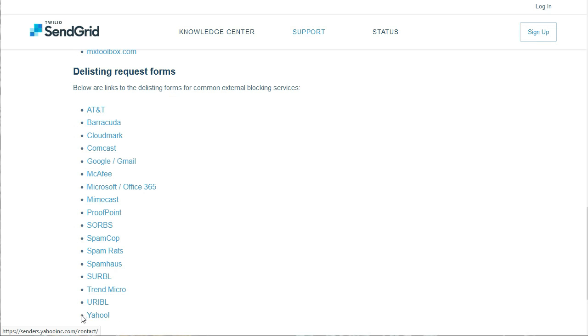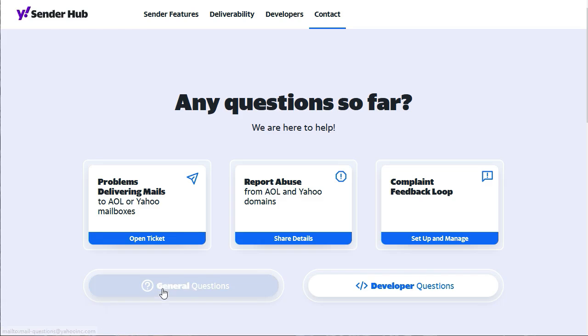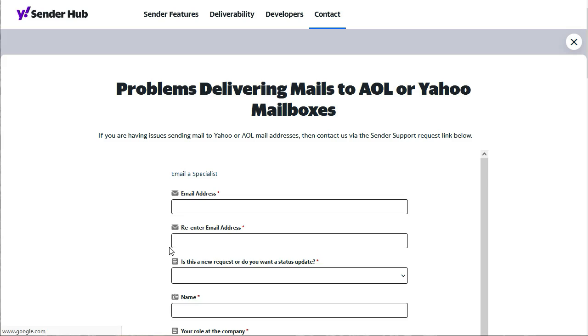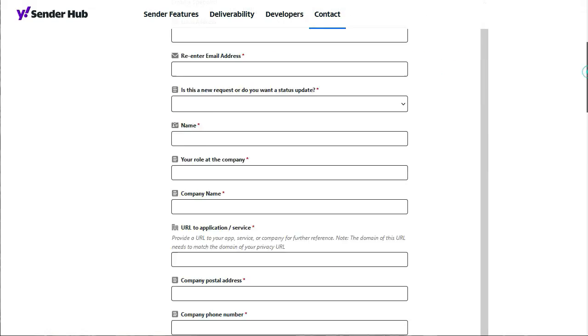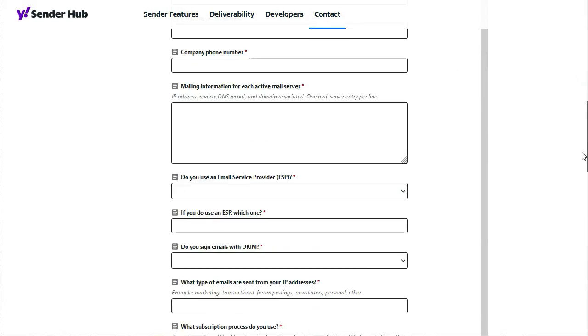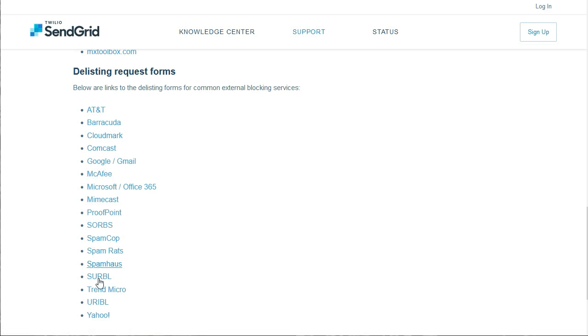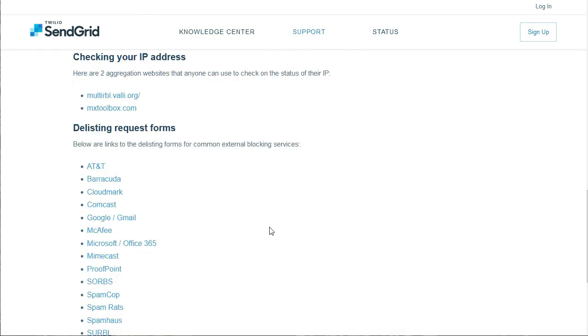So I actually went there, so this takes you, I believe, to a Yahoo site, and then problems delivering mails to AOL or Yahoo mailboxes, okay, fine, and so then you have this big long form here that you can fill in, which I did. I did that yesterday, so I don't expect a response yet. So some of these maybe, but obviously not everybody's on here. I see Google, Gmail, but I don't see Hotmail, and I don't see AOL and a few others. So I'm not quite sure.